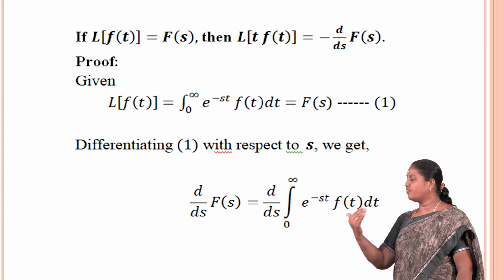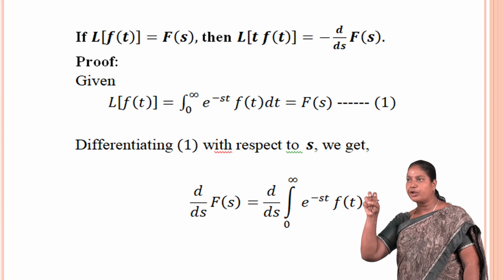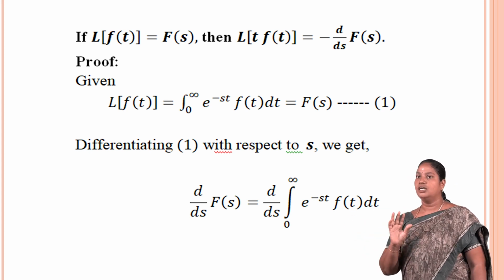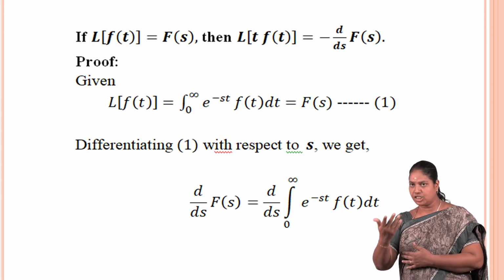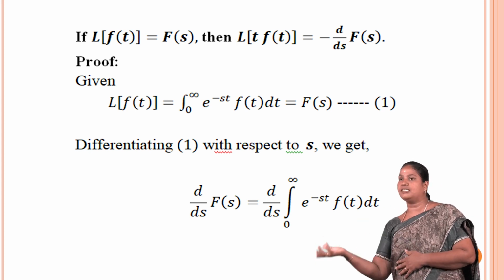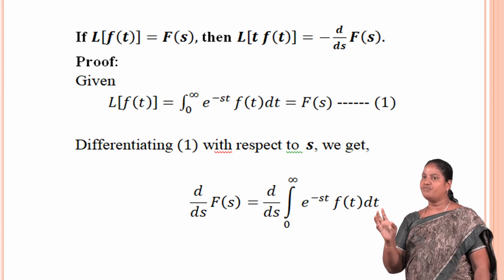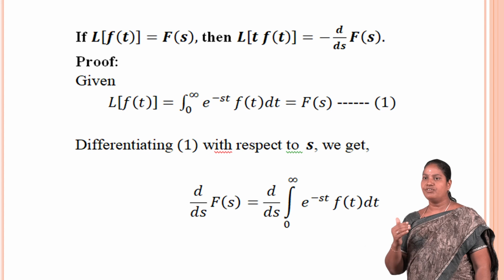What is d by ds of F(s)? Because F is a function with respect to s, it is the first derivative of F with respect to s. So if we multiply the function with respect to t, then the resultant Laplace transform will be nothing but the derivative of the Laplace transform L of f(t). Okay, so now we will see the proof.